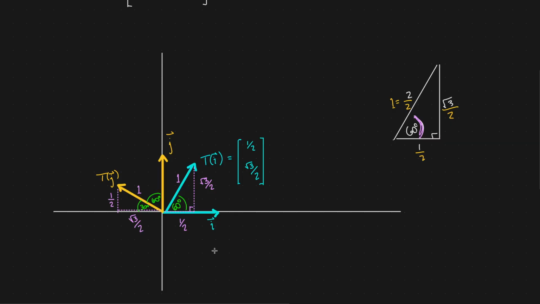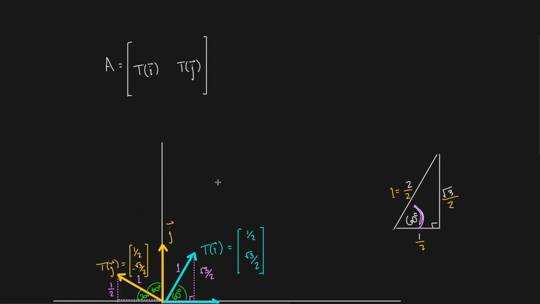Okay, and then we just got to keep in mind what quadrant we're in. We're in quadrant 2. The x, the horizontal component, is negative. So TJ is 1/2, negative root 3 over 2. Okay, so my standard matrix A, the columns of A are just TI and TJ. TI was 1/2, root 3 over 2. So 1 over 2, root 3 over 2. TJ is 1 over 2, negative root 3 over 2.